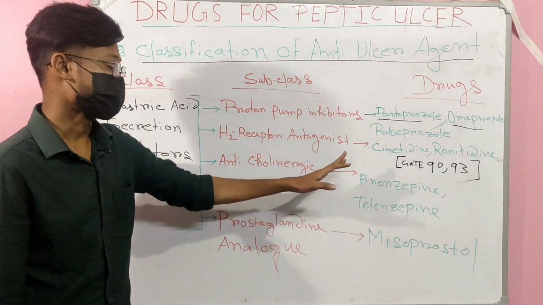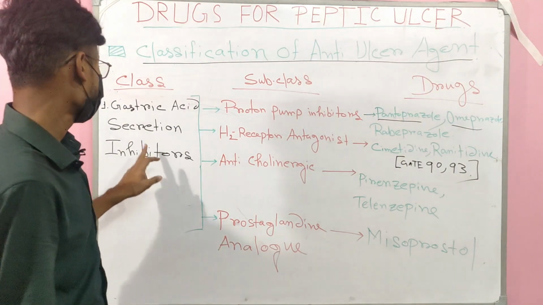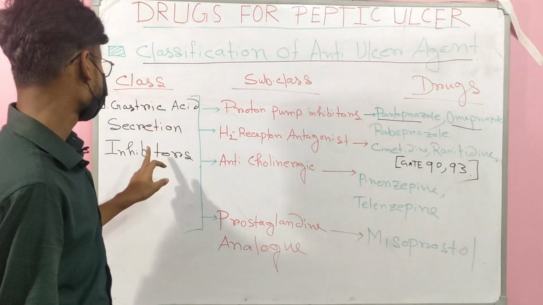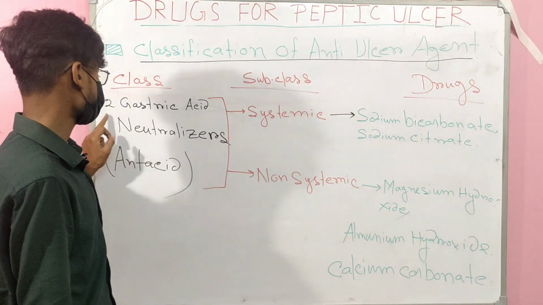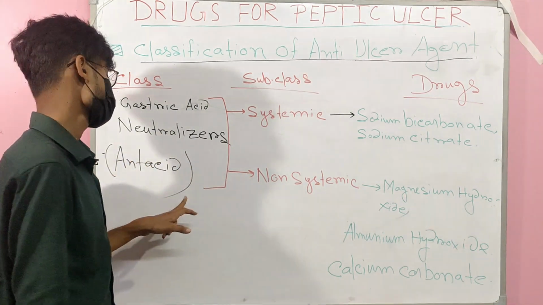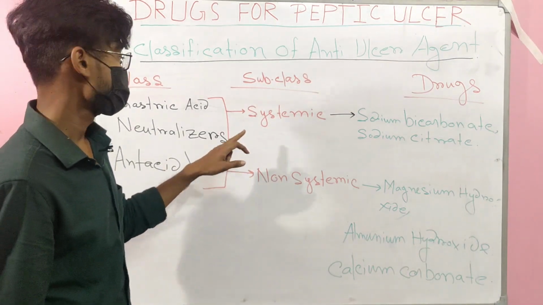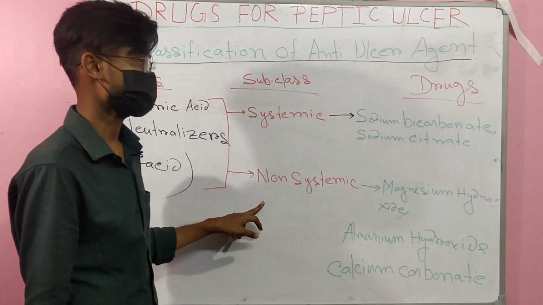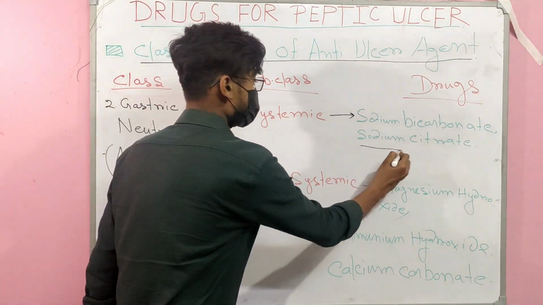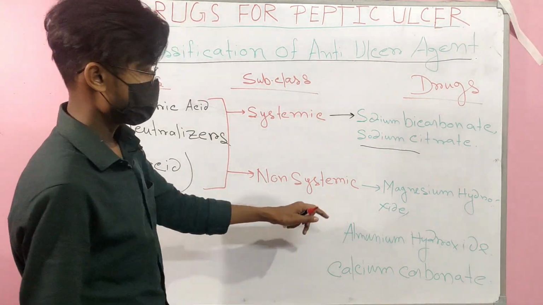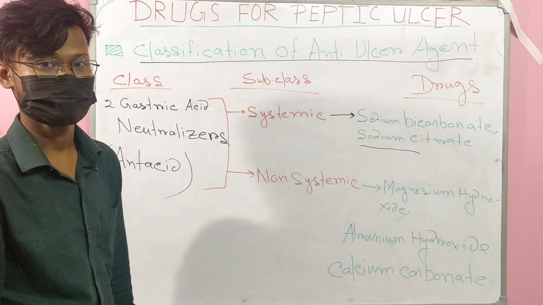All these drugs decrease the acid secretion in our body, and it is the class gastric acid secretion inhibitor. The second class is gastric acid neutralizer, meaning various kinds of antacid. It is classified into two subclasses: one is systemic and another is non-systemic. Systemic examples are sodium bicarbonate, sodium stearate, and non-systemic are magnesium hydroxide, aluminum hydroxide, calcium carbonate, etc.